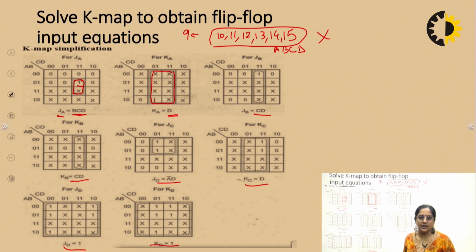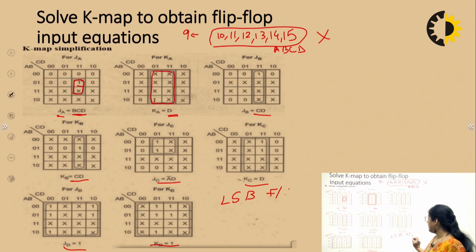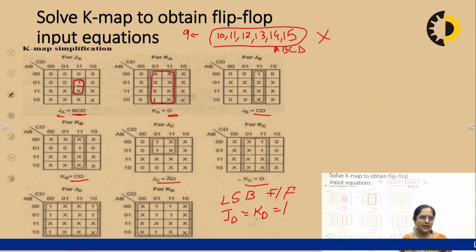For JD and KD, as these are the lowest flip-flop, or I can say LSB position flip-flop. So, in case of counter, we always find that the LSB position flip-flop toggles for each clock. So, that's why every time we find that JD and KD are equal to 1, so that they can toggle for each clock. First it is 0, then 1, again 0, then 1, because in the timing diagram we will find that this flip-flop will change for each clock.